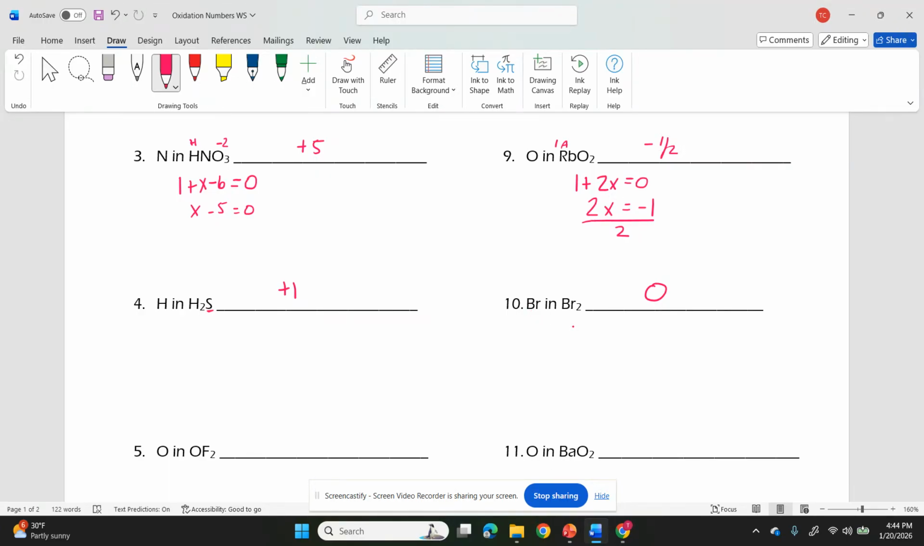This actually follows rule number 1. We have a pure element right here, has no charge on it, and so since it is a pure element, the oxidative state is 0.